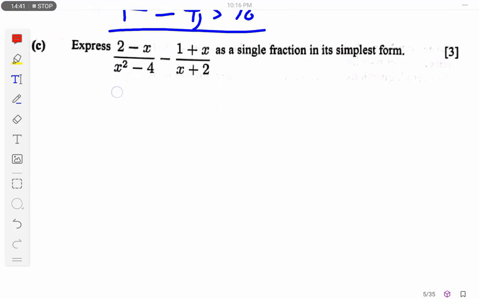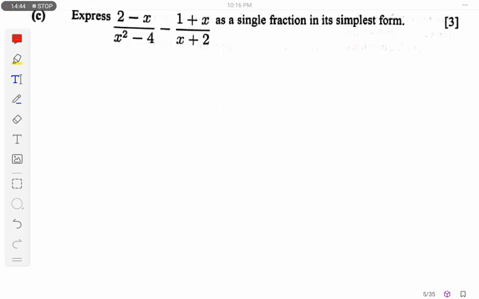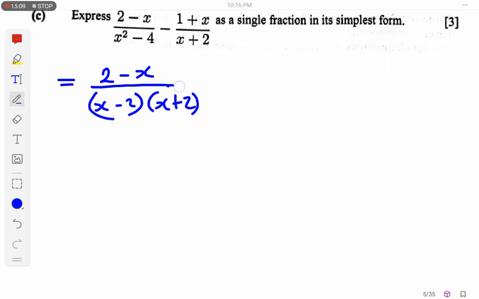Now, there's a part C of the question. This question is saying express that fraction as a single fraction in its simplest form. Let's do that. Just by looking, you see this is a perfect square. So I can factor it out and say I have here 2 minus x all over x minus 2 and x plus 2 like that. Then minus 1 plus x over x plus 2. So I've rewritten this part here.